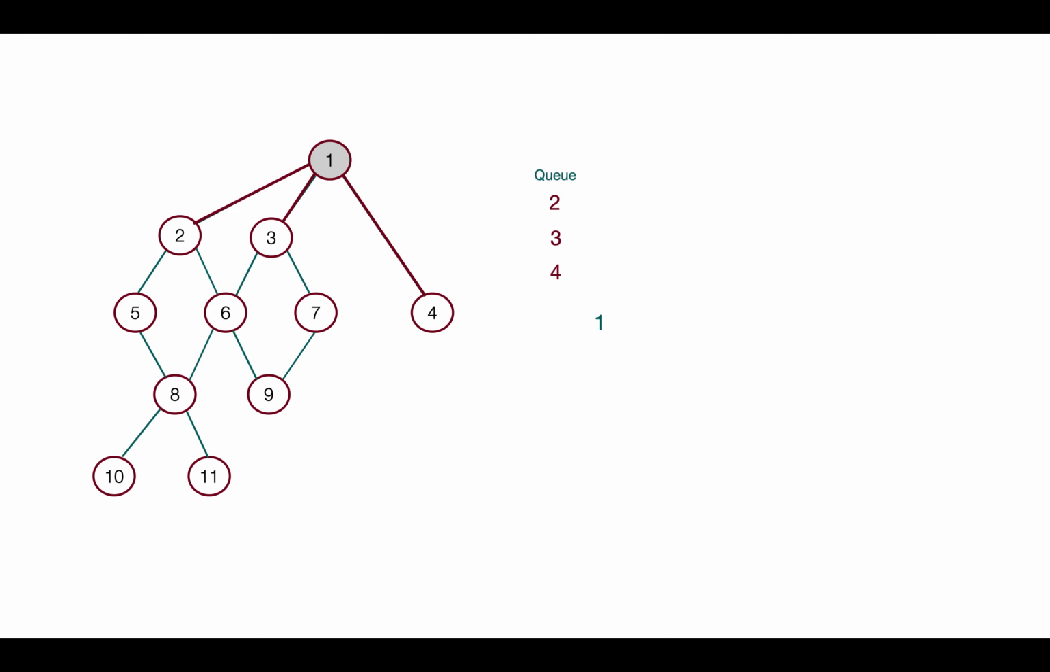empty. Here, 1 is processed as its adjacent 2, 3, and 4 are visited and inserted in the queue. Now we process the topmost node 2 and we put all of its adjacent unvisited nodes, which are 5 and 6, in the queue. Then we process 3. 6 is already visited, so we only put 7 in the queue.